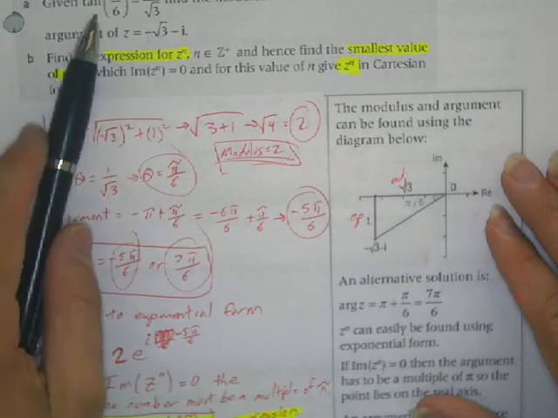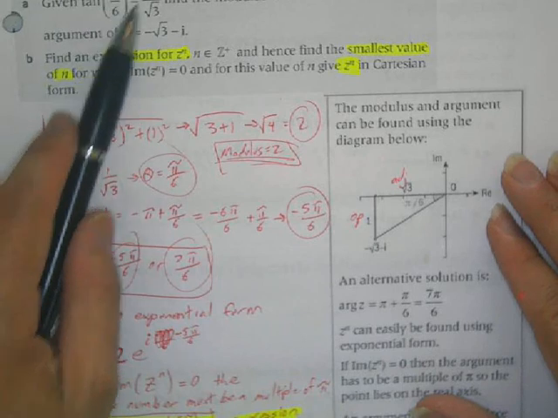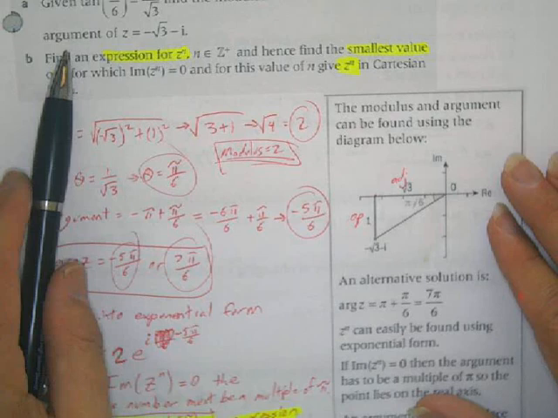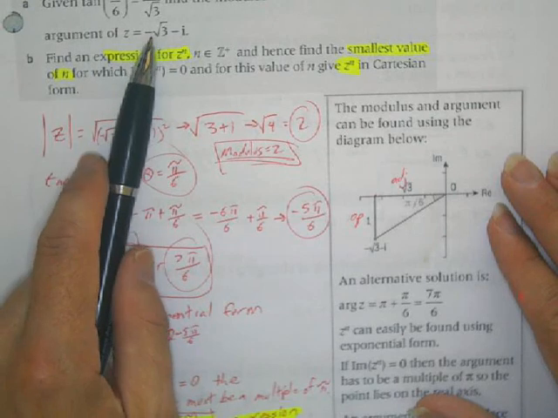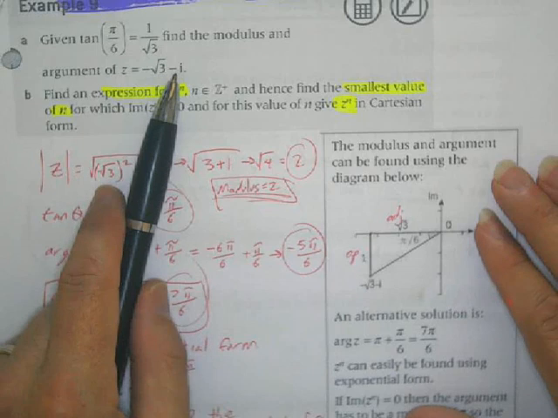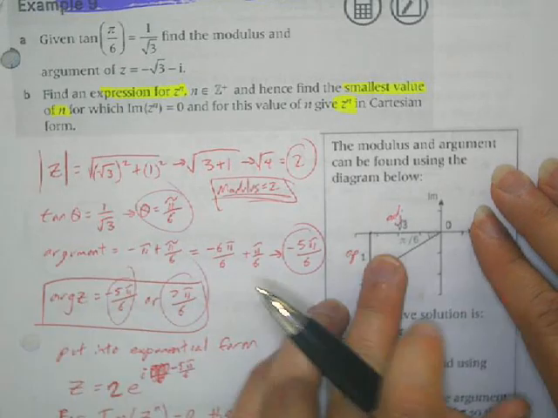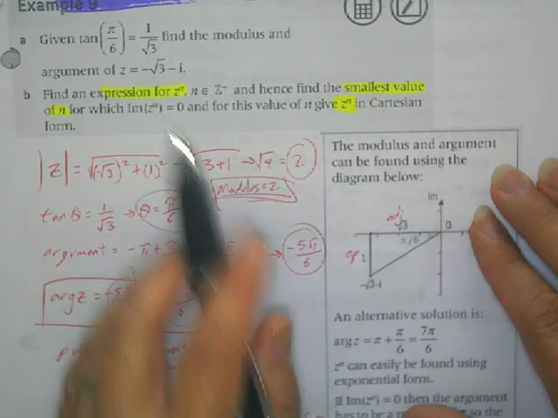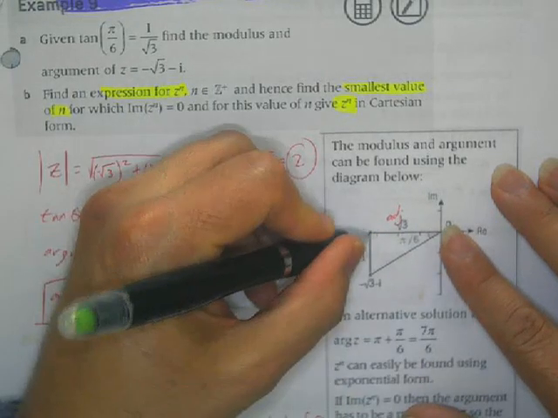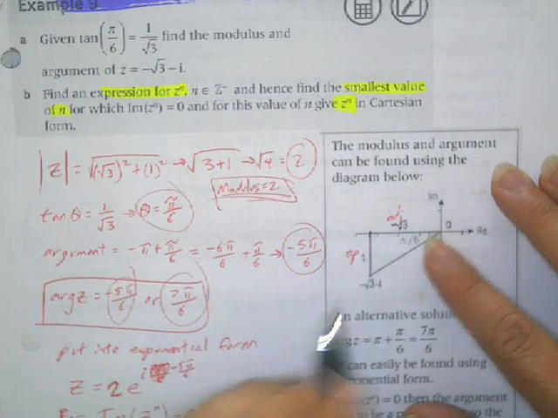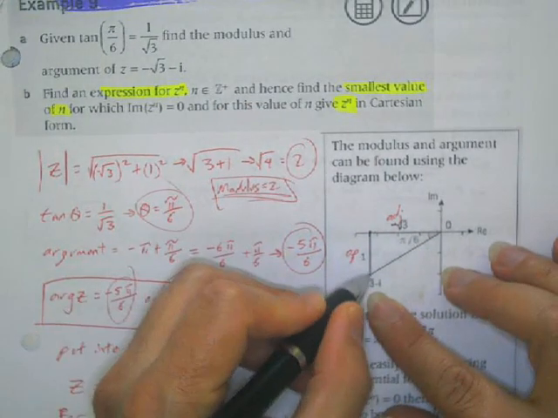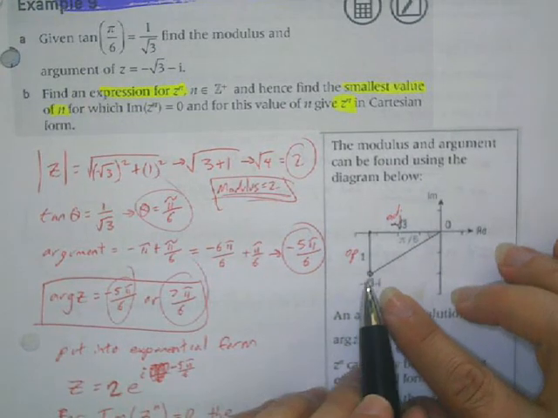Given that tan pi over 6 equals 1 over square root 3, find the modulus and the argument of negative square root of 3 minus i. The first thing I do, we drew the picture here for you. So negative radical 3 goes down to here, right? Negative radical 3. And then negative i, we're going to go down 1. And so that puts us here at negative radical 3 minus i.